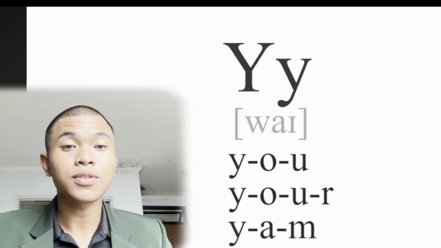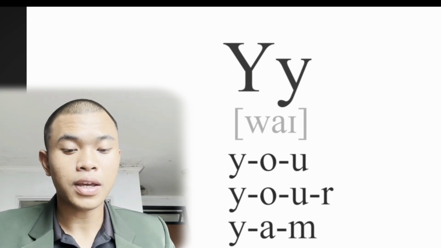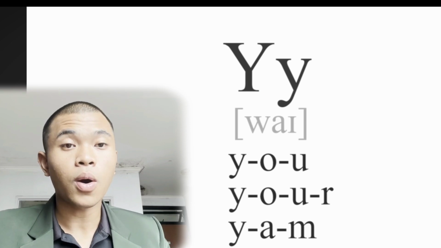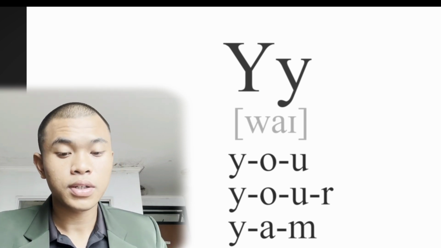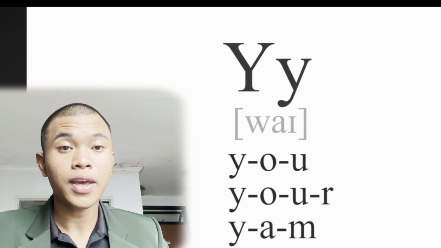The big one, it sounds like Y. The small one, it sounds like Y. The IPA pronunciation, it sounds like Y. The example of word: you, Y, O, U. Your, Y, O, U, R. Yam, Y, A, M.